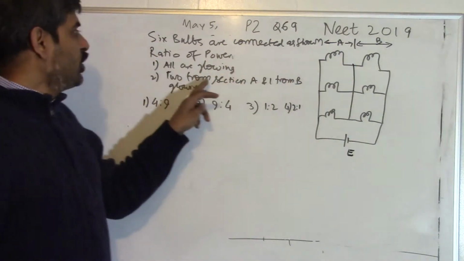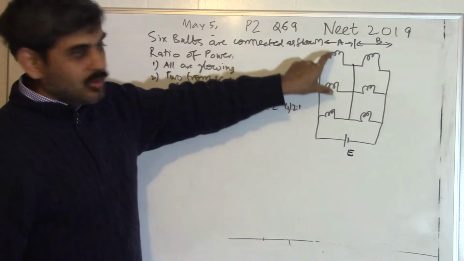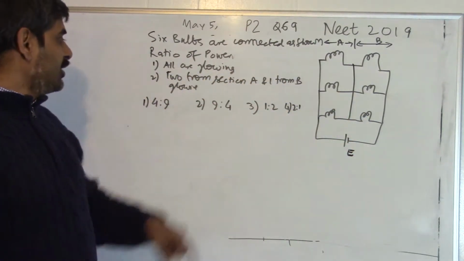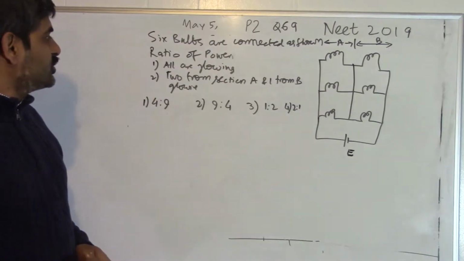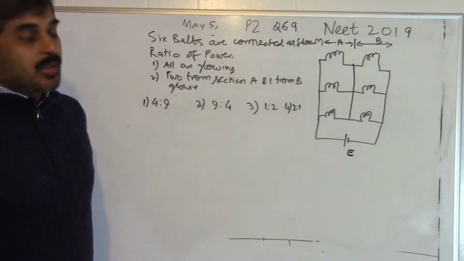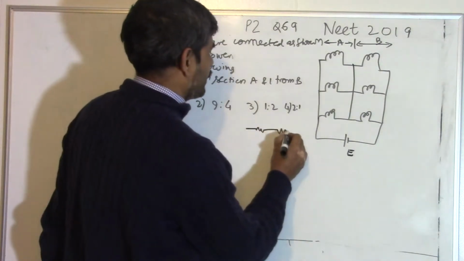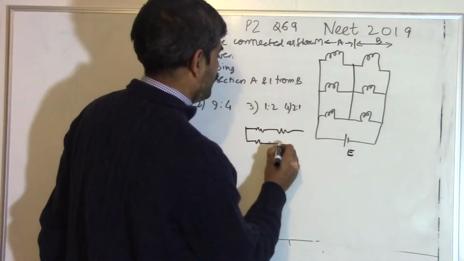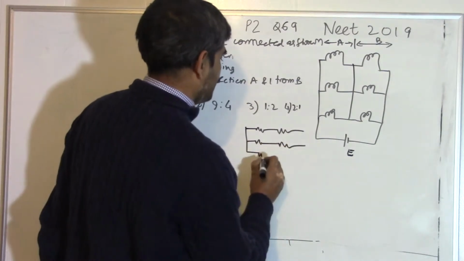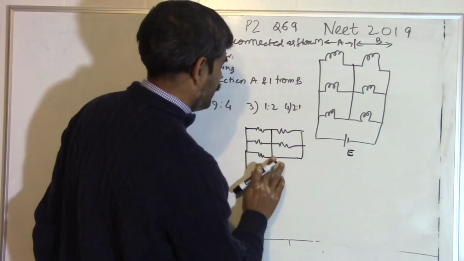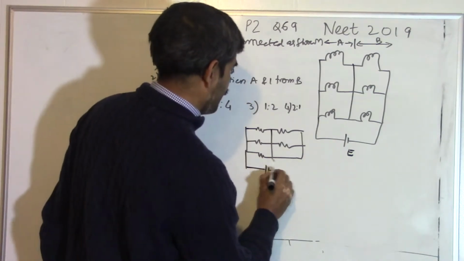And the second is, take any 2 from section A and take any 1 from section B, and then we need to find out the ratio of the power. So let's do the first part, and we will draw a circuit we are familiar with, like resistors. The bulbs are nothing but resistors, so I will draw it with the symbols we are familiar with.